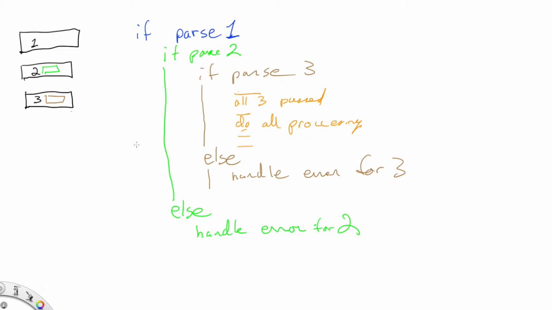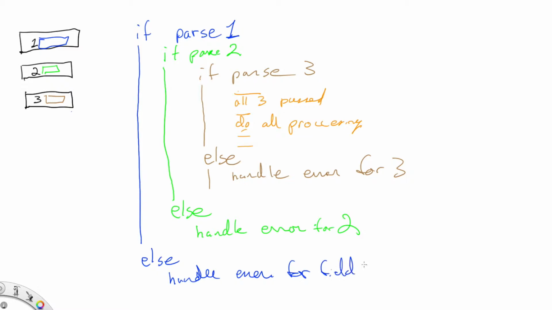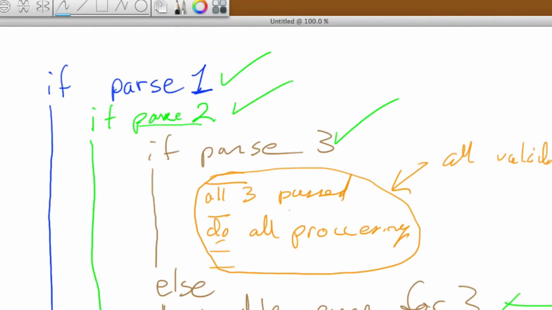Okay, and then I have also a matching else for parse1. So if parse1 fails, if there's an error in this first field, I'm in this else clause. So this is going to be handle error for field 1, or text box 1, whatever you want to call it. And then my end if. Okay, so let's look at that in code now.